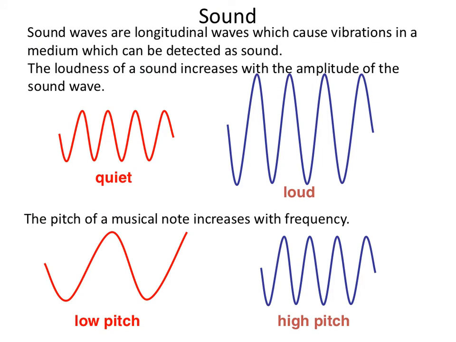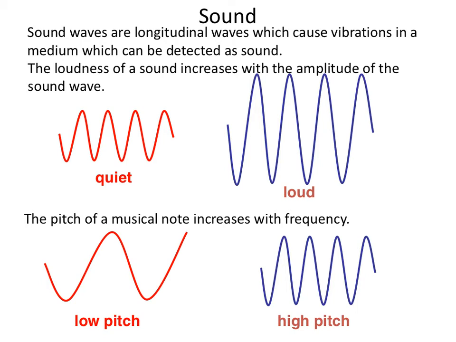So we're going to look at sound now. Sound waves are longitudinal waves which can cause vibrations in a medium, which can then be detected as sound. Now remember that sound waves are longitudinal, but sometimes it's useful to represent a sound wave as a transverse wave. The reason we do this is that transverse waves are often easier to read because the information they contain is easier to see. So first of all, we're going to look at how loudness increases with amplitude.